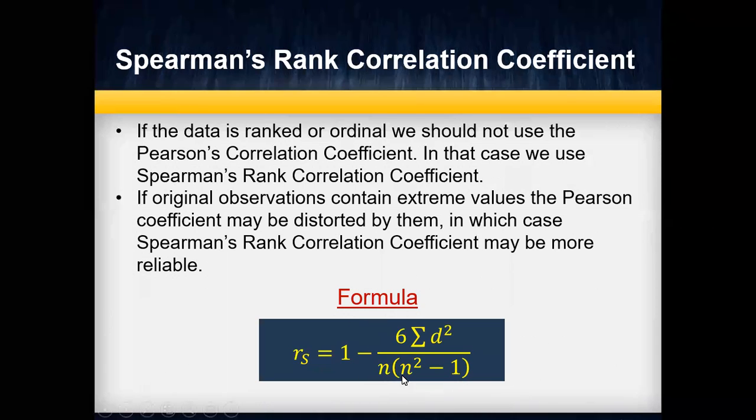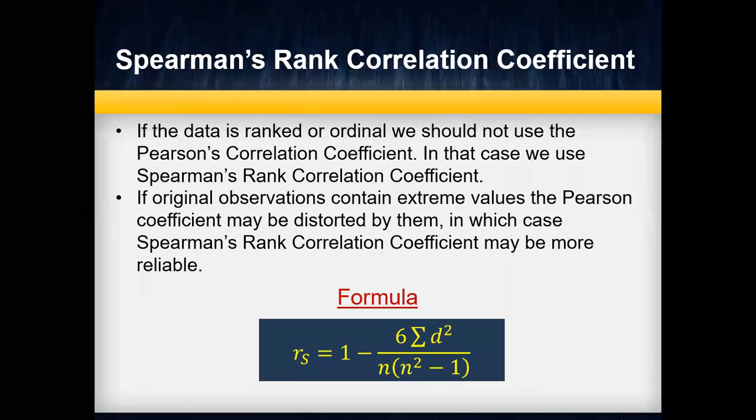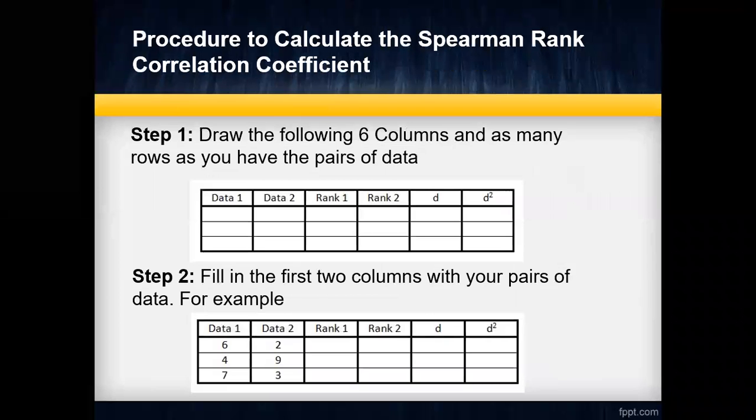Okay, so how to apply the Spearman rank correlation coefficient? This is the formula. In this formula we have summation d square, and this summation d square is actually the difference between the rankings. So let us start this Spearman rank correlation coefficient with the help of one very simple example. We have bivariate data. Suppose you have two datasets, data x and data y.